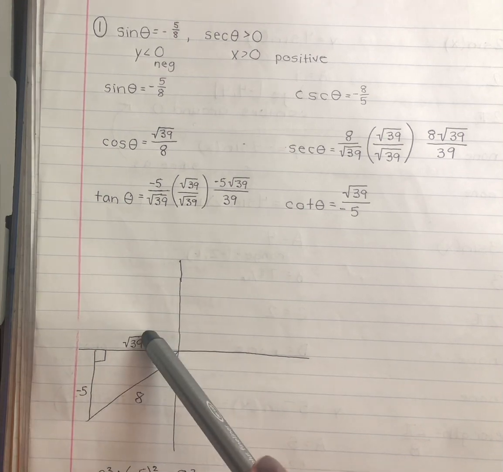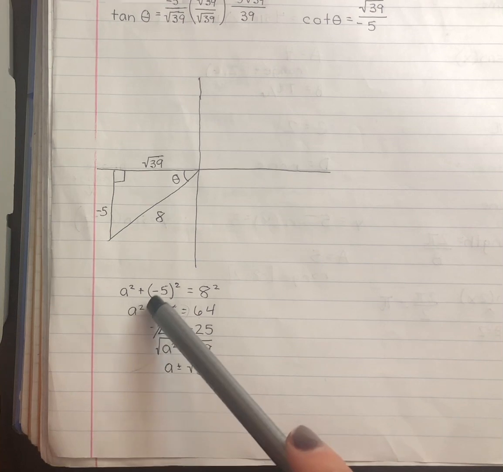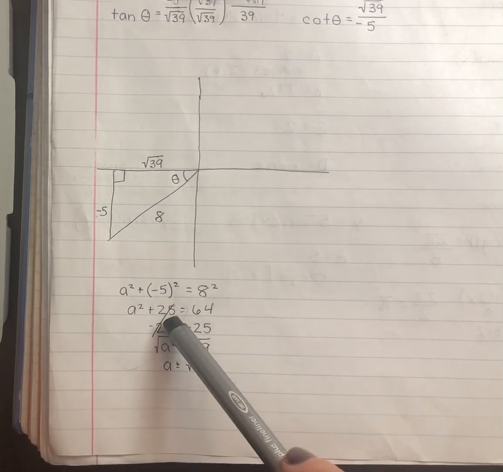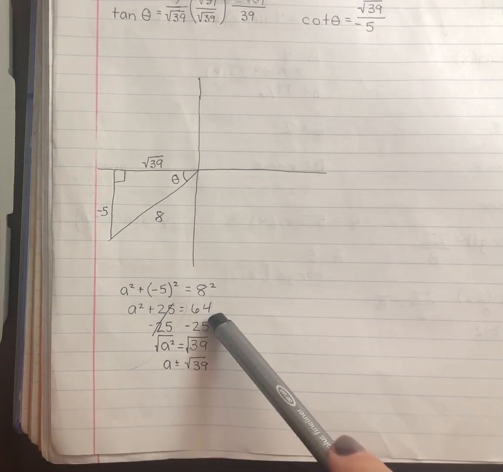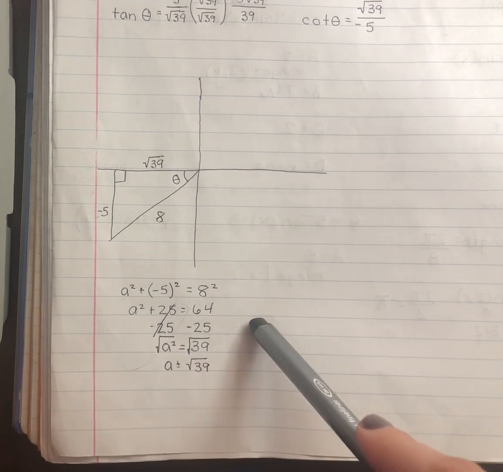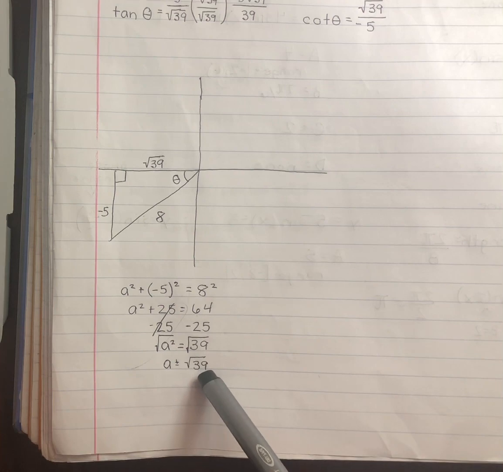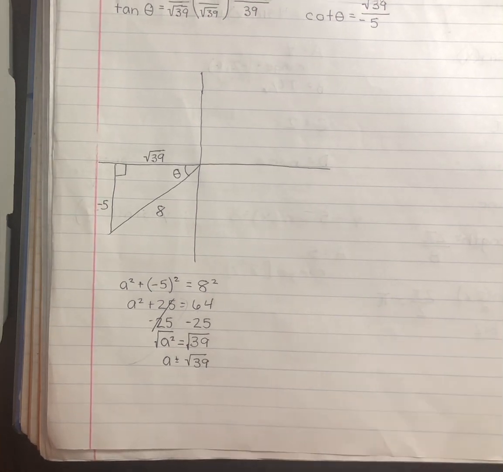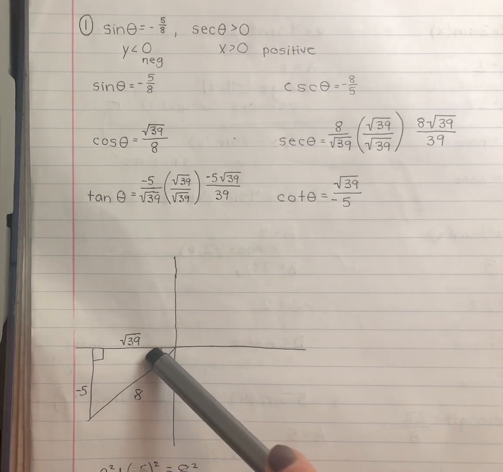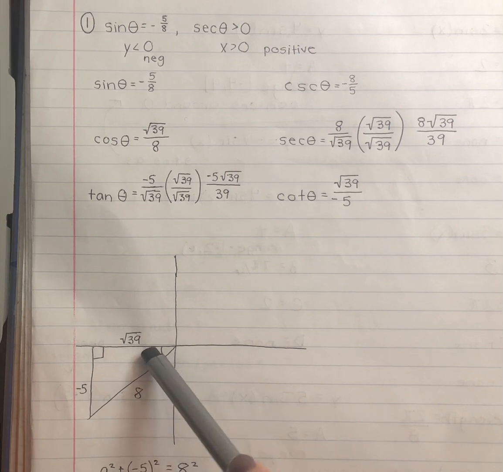To find the adjacent side, we just have to take a squared plus negative 5 squared equals 8 squared, which negative 5 squared is 25, 8 squared is 64. Subtract 25 from 64 to get 39. You have to square root both sides, and that equals a equals plus or minus the square root of 39, which cannot be simplified further. So coming back up here, we put in the square root of 39 as our adjacent side, and then we can continue finding our other values.